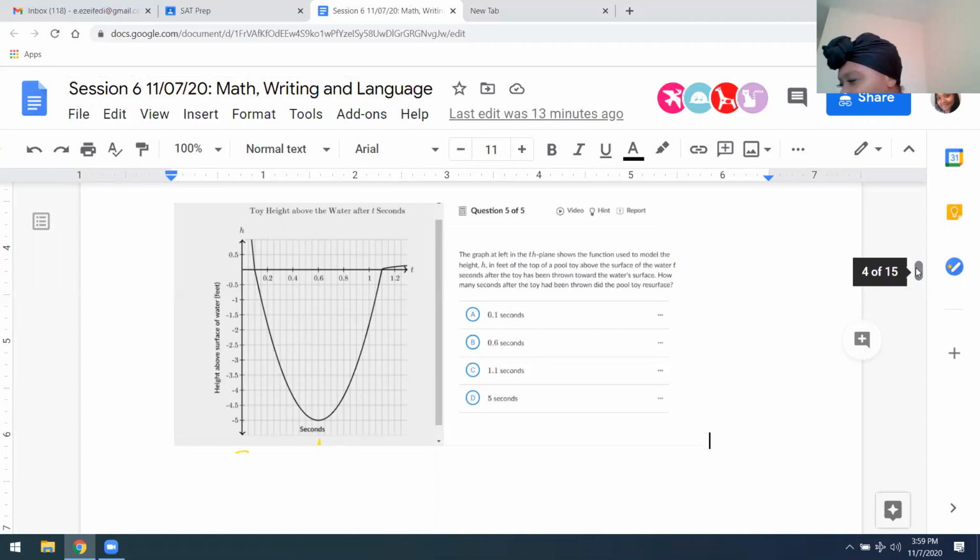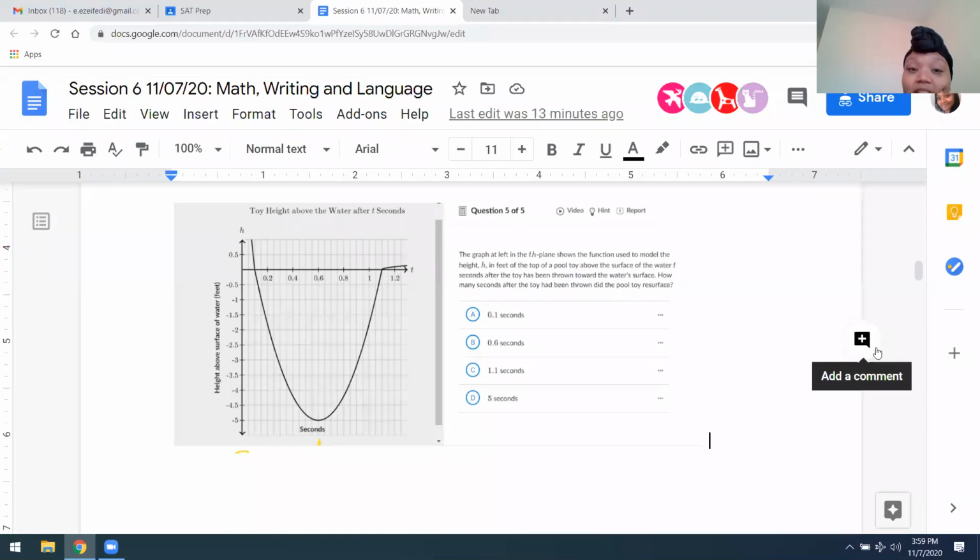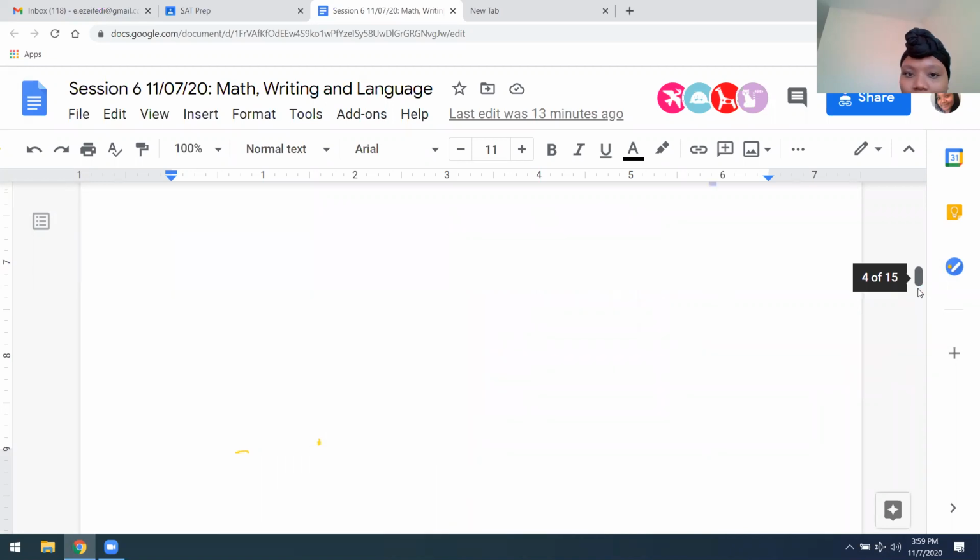So just to reiterate, the answer choice was C, 1.1 seconds, because we see it right here. We have 1 and then 1.2, and it's in between 1 and 1.2. Let me erase this annotation here. Okay.